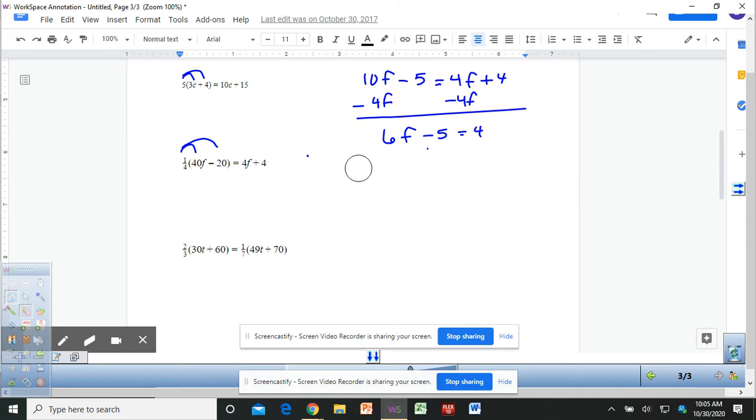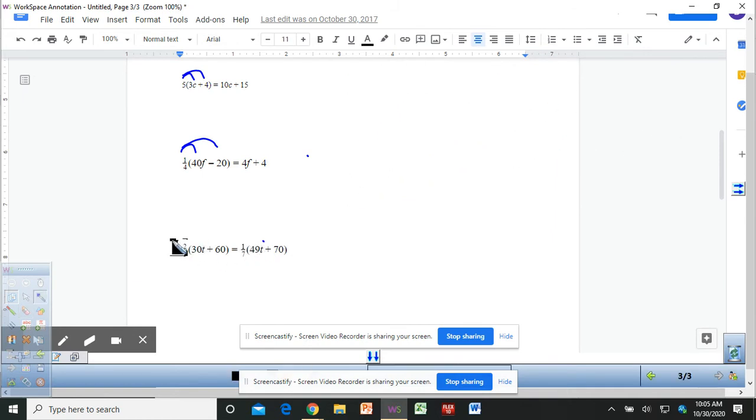Okay, let's try another one. Right here, multiply. We're going to have to distribute twice now. So 2/3 of 30. What's 1/3 of 30 would be 10. So 2/3 of 30 would be 20. 1/3 of 60 would be 20. So 2/3 of 60 would be 40. 1/7 of 49 would be 7. 1/7 of 70 would be 10.